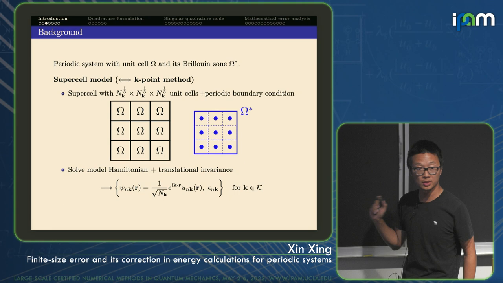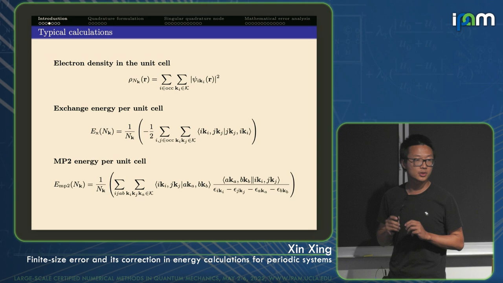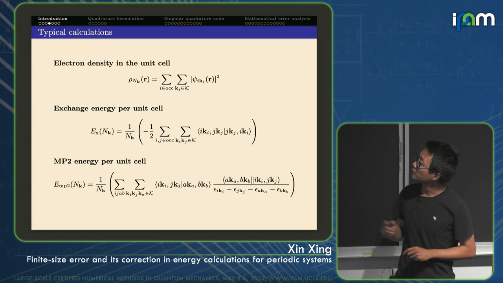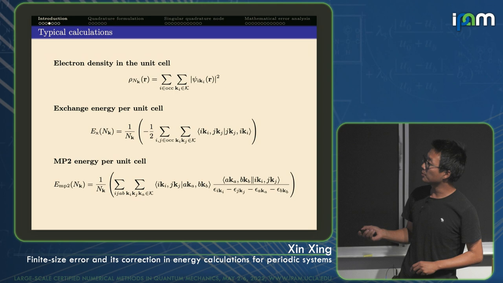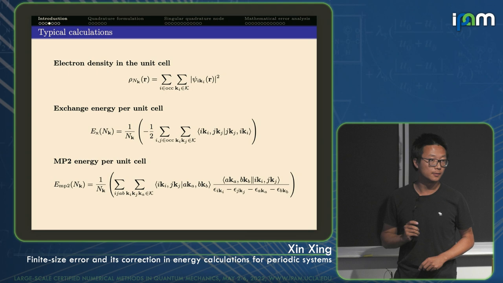And then with such a mean field calculation, you can do all types of electronic structure calculations just in a similar way as in the molecular case. For example, you can compute your electron density by summing over the square of all the occupied orbitals. And similarly, you can compute your exchange or amplitude energy per unit cell with this extra averaging factor 1 over N in each formula here.